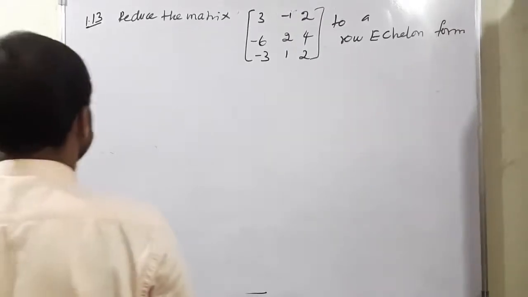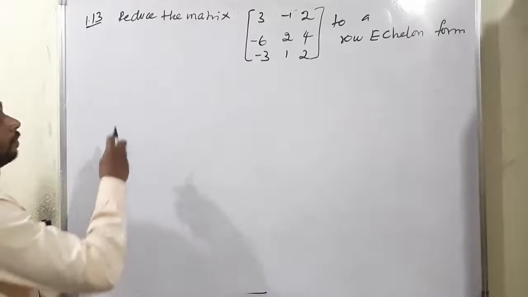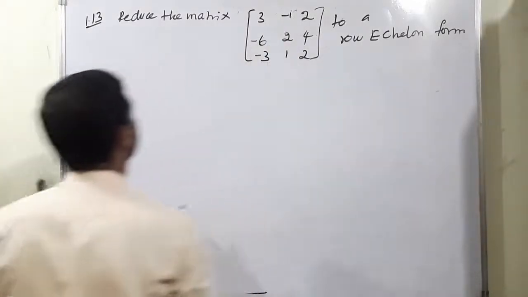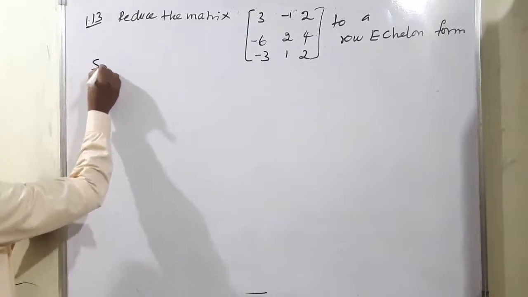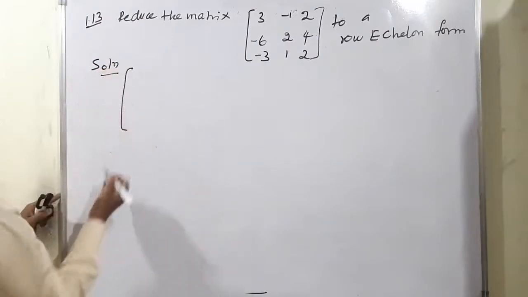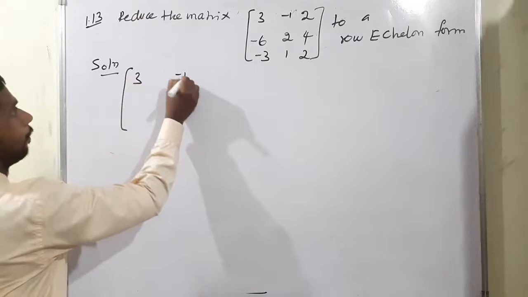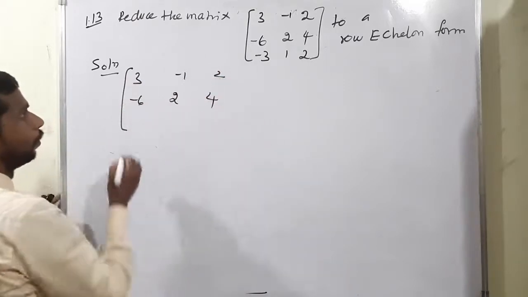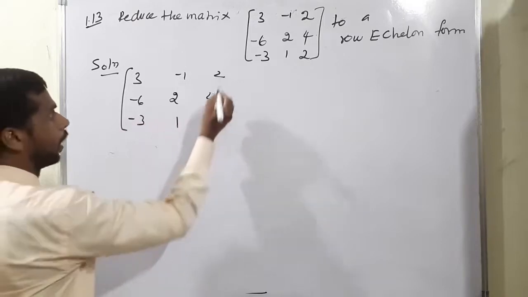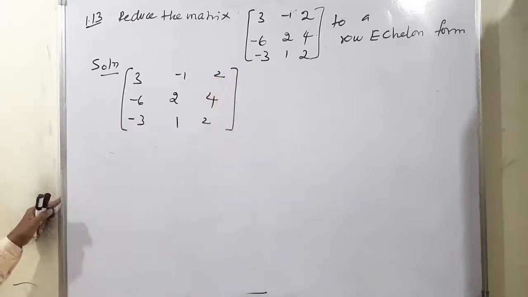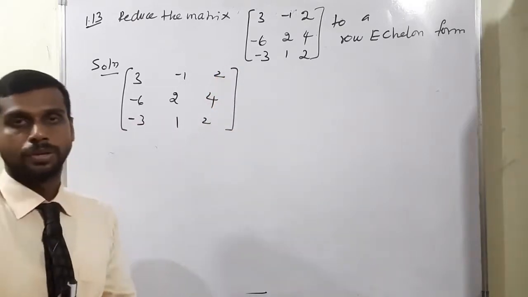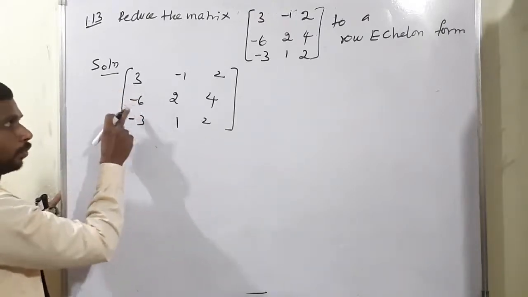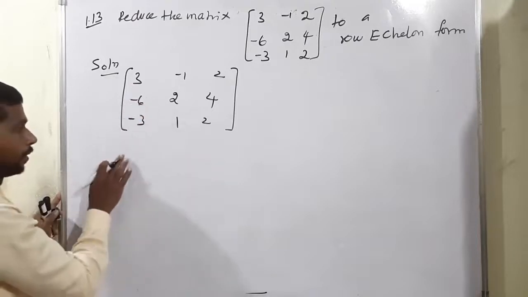So I am moving to question 1.13: reduce the matrix to row echelon form. Solution, the given matrix: 3, minus 1, 2, minus 6, 2, 4, minus 3, 1 and 2. What is the meaning of row echelon form? When the non-zero digit starts, we have to show that the terms under it should be 0.